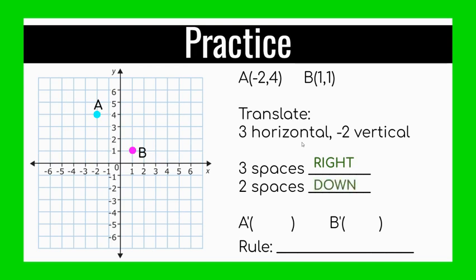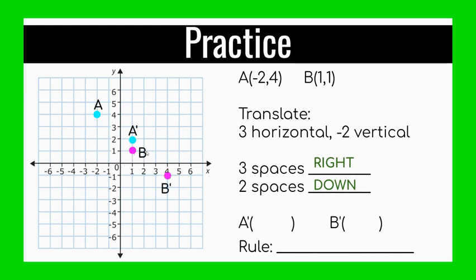So A over here is starting at -2, 4. So if I move 3 spaces right, I go 1, 2, 3, and then I'm going to go down 1, 2, and that is where A prime ends up. Now notice this has an apostrophe next to it. That is called the prime symbol. Basically, all that means is it's the new point. So that's the new point for A, and it's called A prime. And I can see that the location for that would be 1, 2.